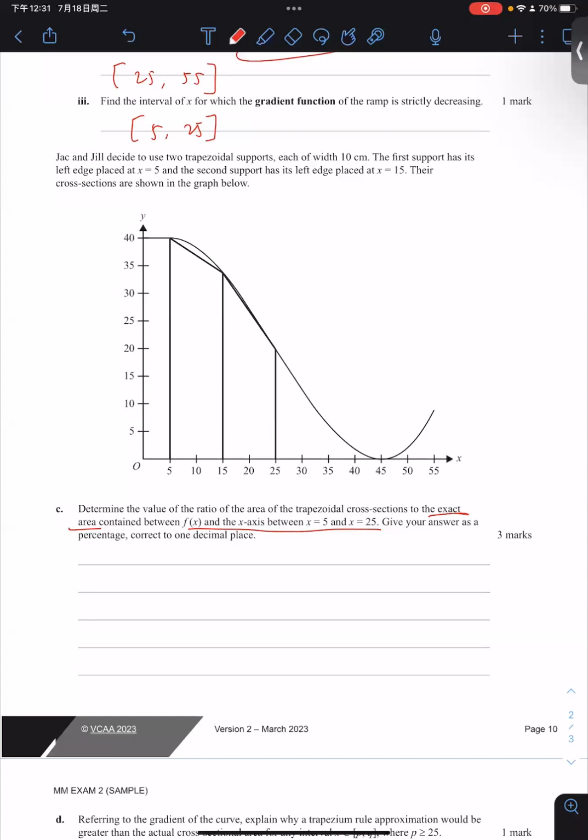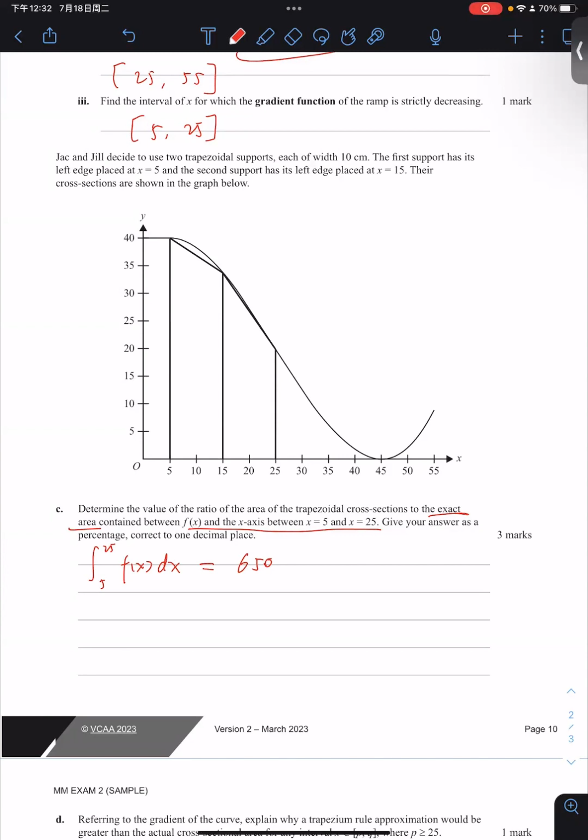So first thing first, you need to find out the exact area enclosed by the curve, x equal to 5, x equal to 25, and the x-axis, all right? So you use your CAS, from 5 to 25, f(x) dx, work out the definite integral, all right? And you would have your answer is equal to 650. All right, leave it aside.